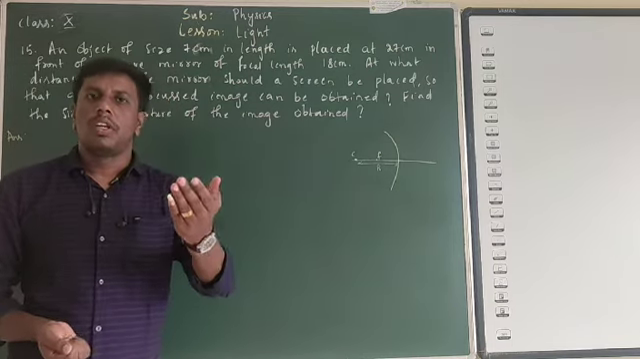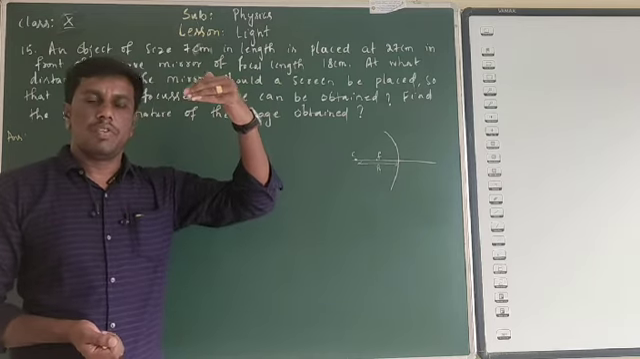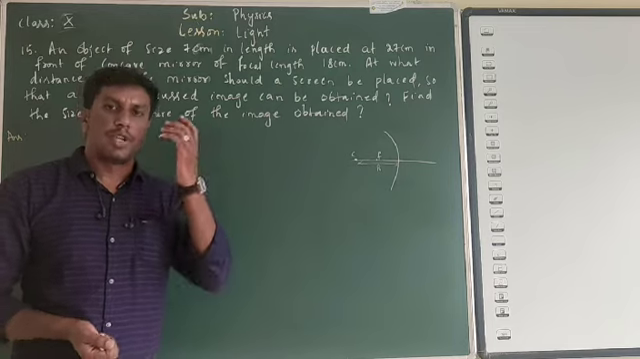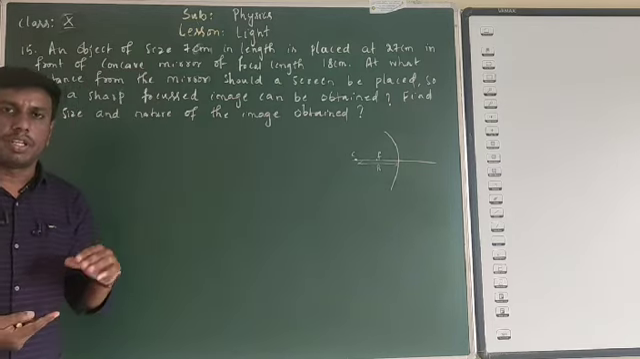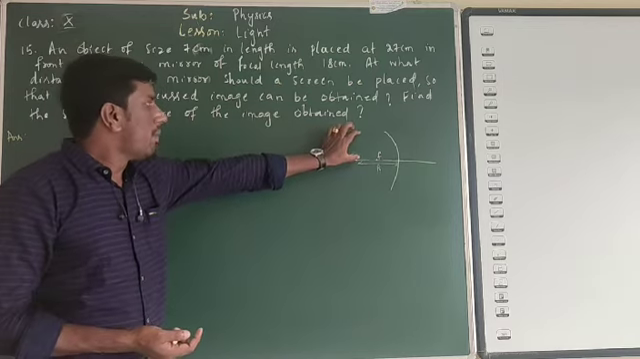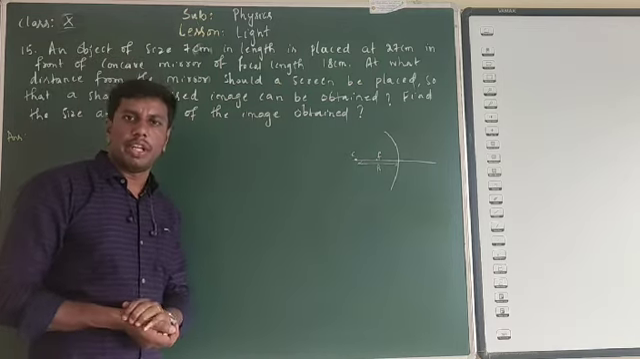Whenever the question mentions that we should take an inverted object, then we should take the object height as negative. But here it is an erect object only, so it is positive. It will be on the positive axis on the right.